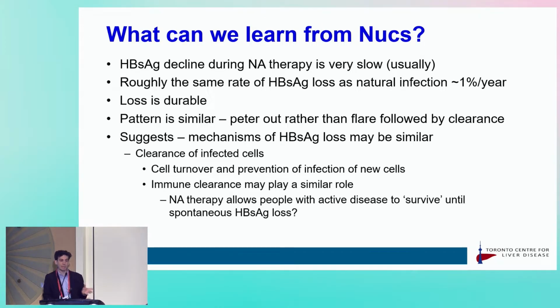So it suggests that maybe the mechanism of surface antigen loss with a nuke is similar to what we see in natural infection. So this is really being driven by clearance of infected cells, driven by either cell turnover and prevention of infection of new infected cells, and that really immune clearance may actually play a very similar role in these two scenarios. So if you kind of think about it, a nuke or any other direct antiviral really sort of allows people with active disease to, in quotes, survive or tolerate their infection until spontaneous surface antigen clearance occurs, because it's not really accelerating it that much as allowing patients to get to that point.